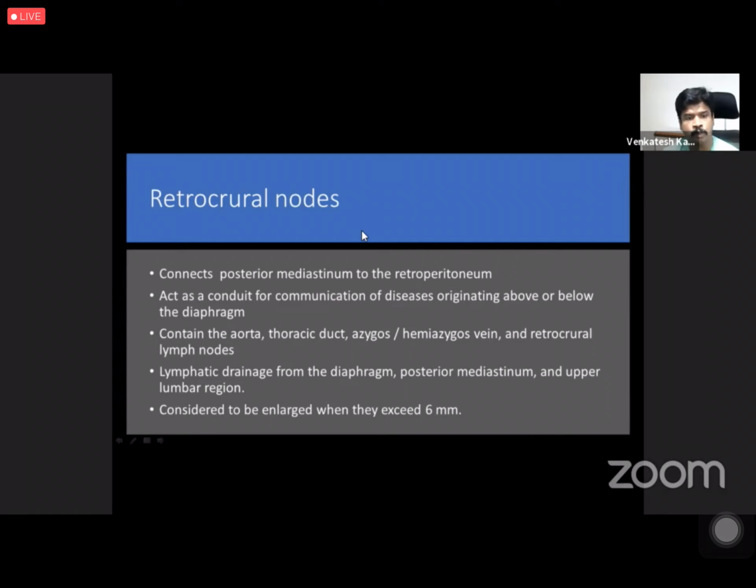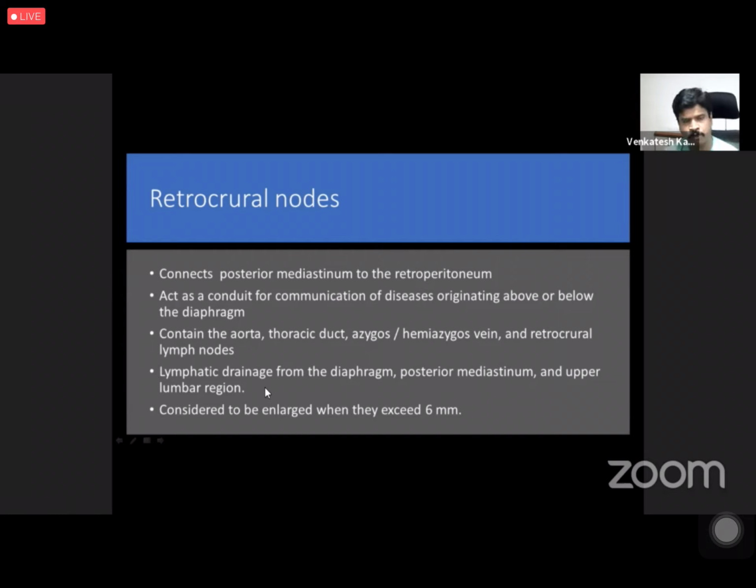The retrocrural space is a space which connects the posterior mediastinum to the retroperitoneum, and which acts as a conduit for the communication of the disease process. This retrocrural space contains the aorta, thoracic duct, azygos vein, as well as the retrocrural group of lymph nodes. This retrocrural group of lymph nodes drains the diaphragm, posterior mediastinum, and upper lumbar region.